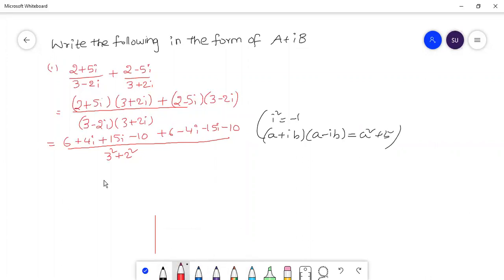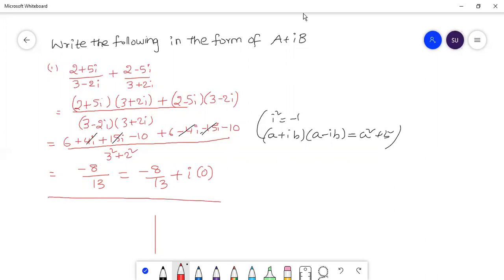Now coming to here, you can cancel plus 15i and minus 15i, minus 4i and plus 4i. Remaining: 6 minus 10, and 6 minus 10, that is 6 plus 6 is 12, 12 minus 20 is minus 8. This is minus 8 divided by 3 square is 9, 9 plus 4 is 13, that is minus 8 by 13. Now we have to write it in the form of a plus ib, which means minus 8 by 13 plus i into 0. Now it is in the form of a plus ib. So this is the question.